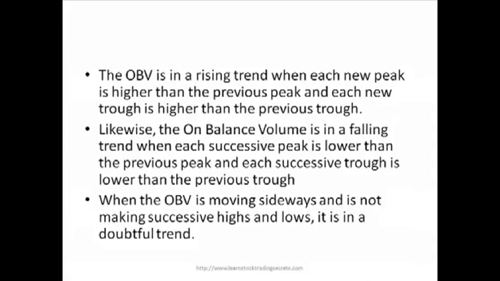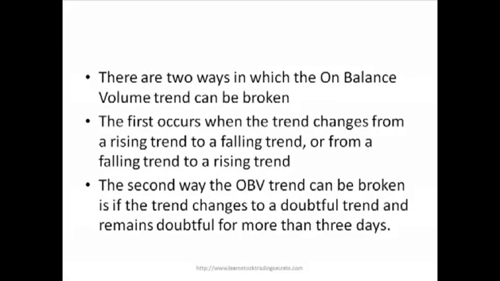Likewise, the on-balance volume is in a falling trend when each successive peak is lower than the previous peak and each successive trough is lower than the previous trough. When the OBV is moving sideways and not making successive highs and lows, it is in a doubtful trend. There are two ways in which the on-balance volume trend can be broken.